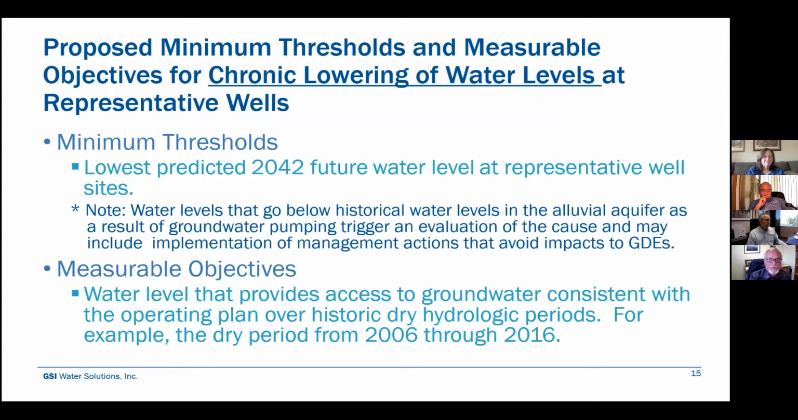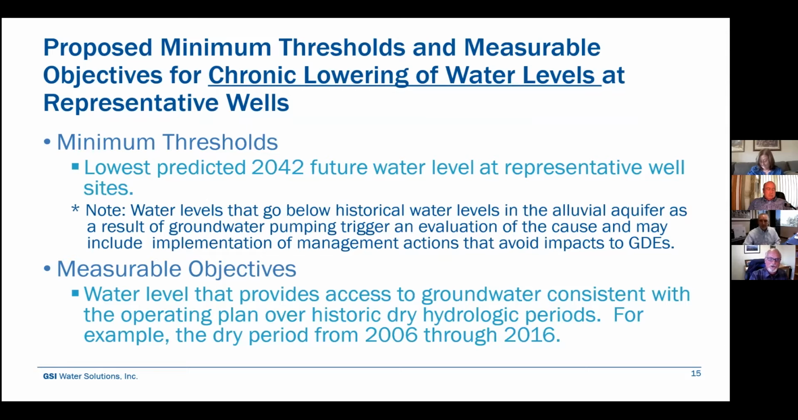So the first threshold, minimum threshold and measurable objective is for chronic lowering of water levels. This is measured at representative wells. For the minimum threshold, or sustainability threshold, it's the lowest predicted water level in our representative wells in the year 2042 that we predicted using the groundwater model. Now, the note here is that if water levels go below historical measured water levels that we've seen in the past in the alluvial aquifer, and again, as a result of pumping, that could trigger an evaluation of the cause and include implementation of management actions that avoid impacts to GDEs. That's an important caveat to using that lowest predicted 2042 water level.